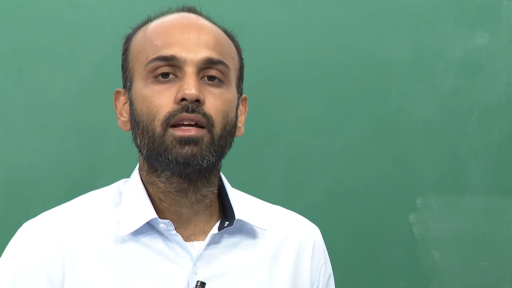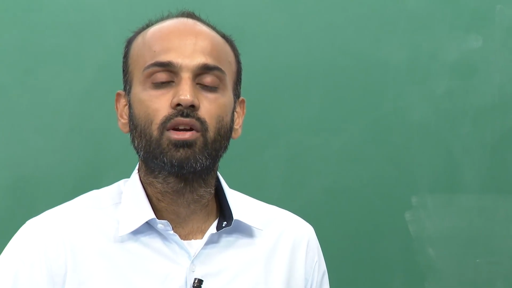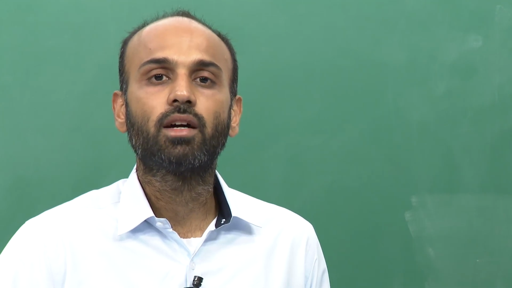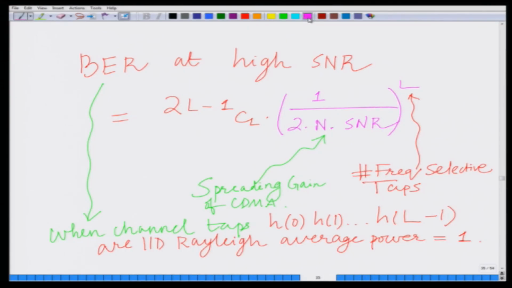This is the expression for the bit error rate of a CDMA system with rake combining and with the channel taps distributed as IID Rayleigh random variables, channel coefficients of average power unity, and you can see therefore, since the bit error rate is proportional to 1 over SNR raised to the power of L, the diversity order of this system is L, and this system therefore is able to extract multipath diversity. Therefore, this also implies that the diversity order is equal to L.